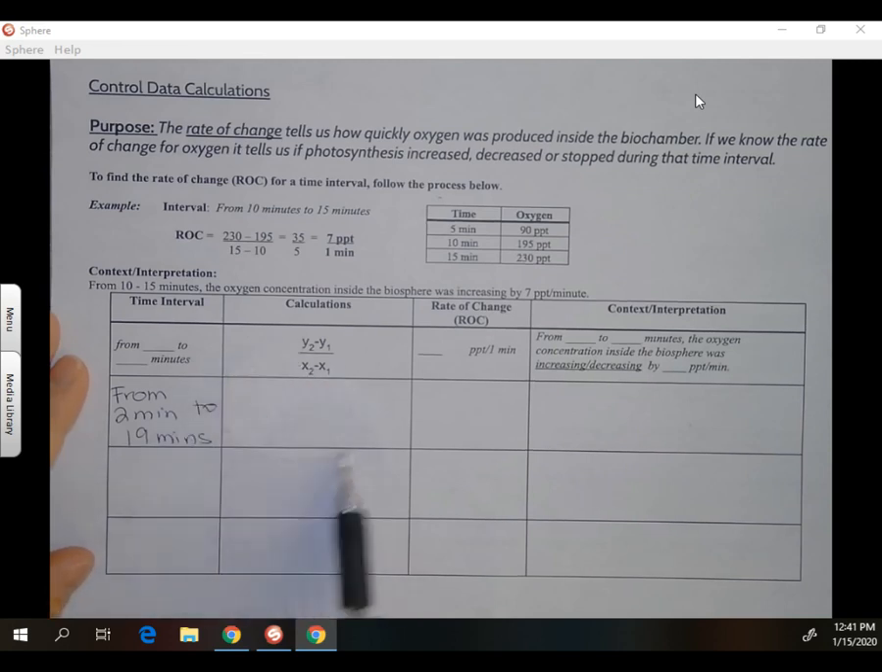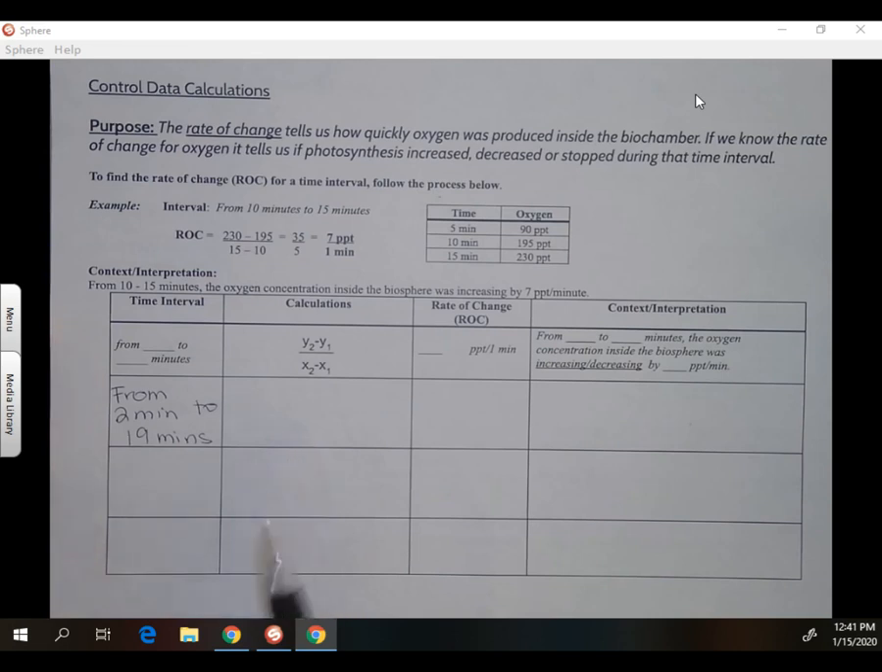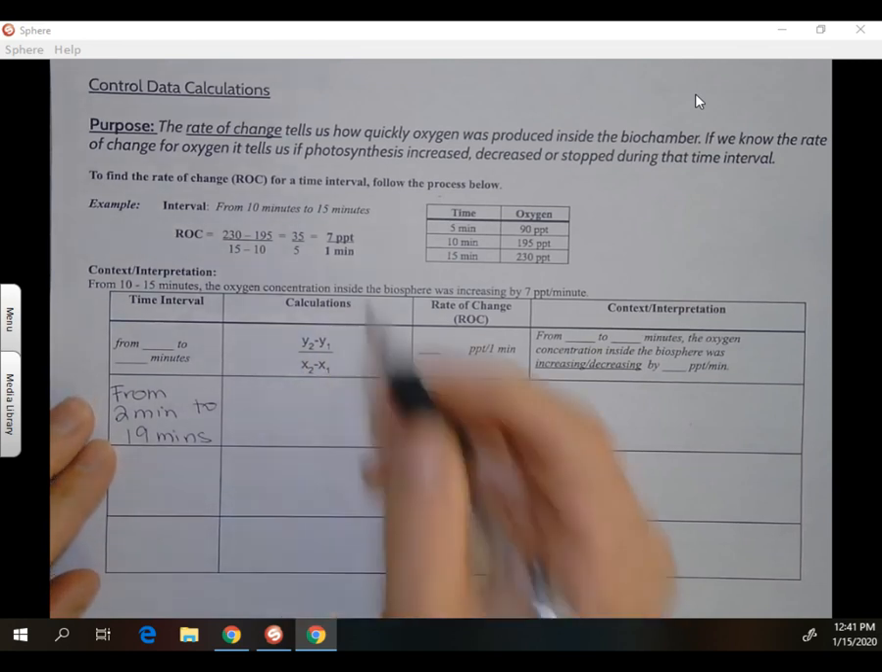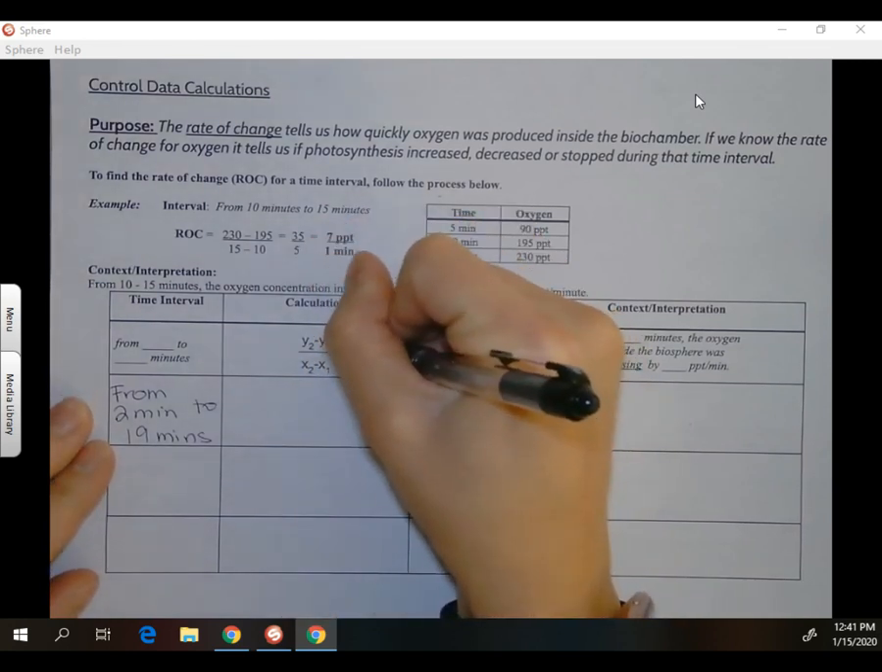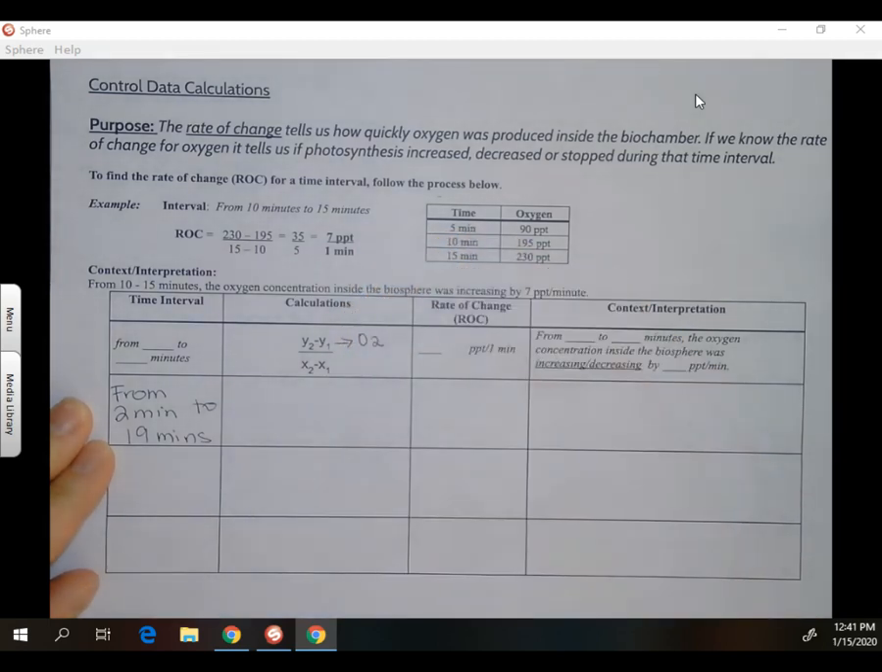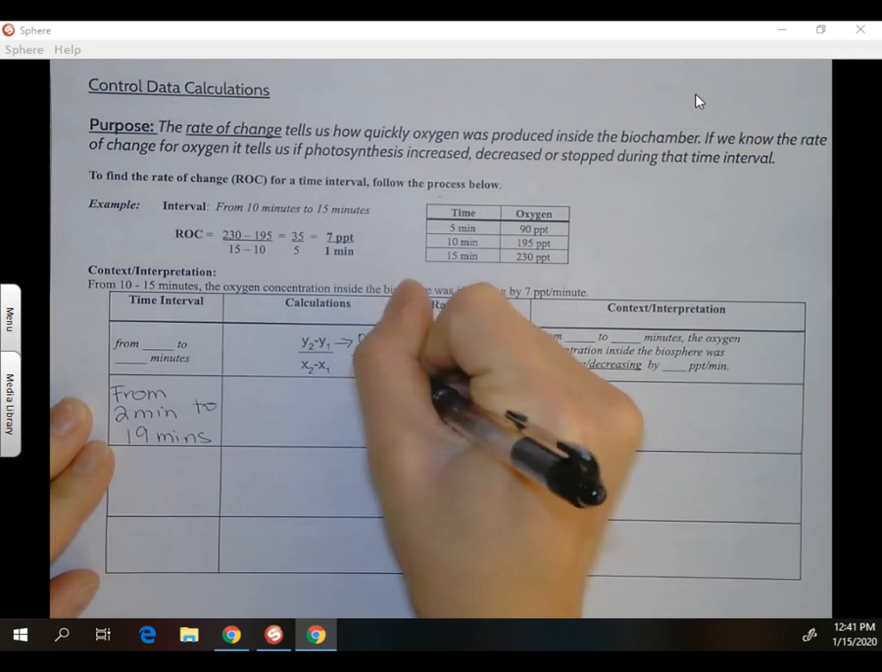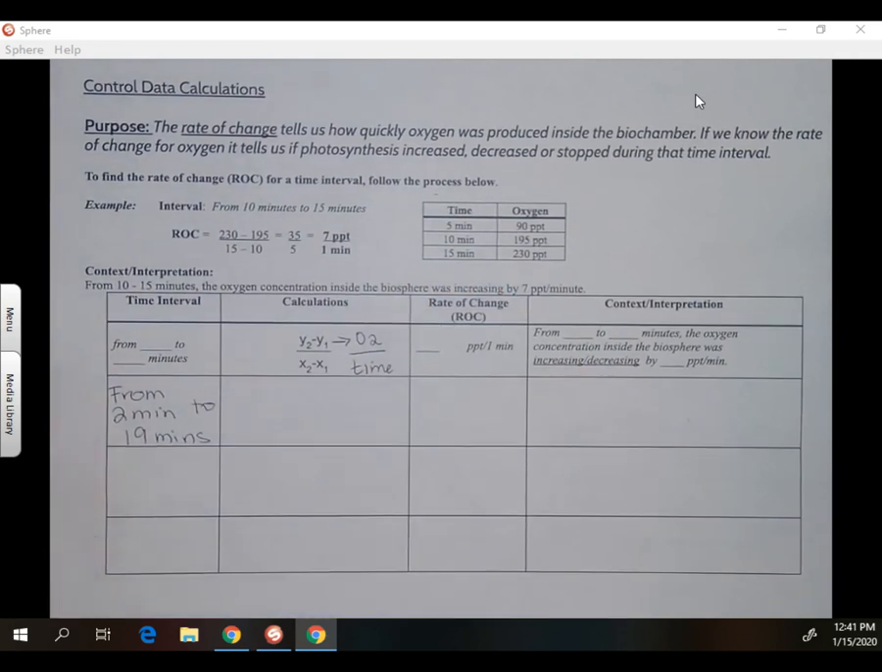Now in this step here, this is where we're going to write out our slope calculation. This is where we're going to identify what the rise over run is. And so the calculation for that is y2 minus y1 over x2 minus x1. Just as a reminder, the y values, these are our oxygen values, and our x values are time, or minutes. So when we're looking at our x's and our y's, those are what we're looking at, okay?